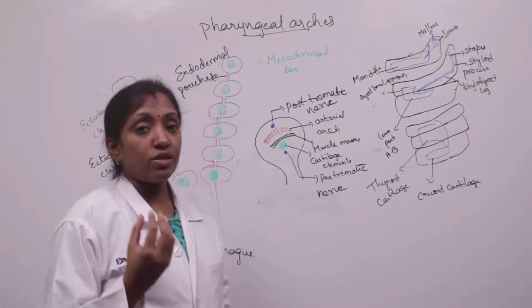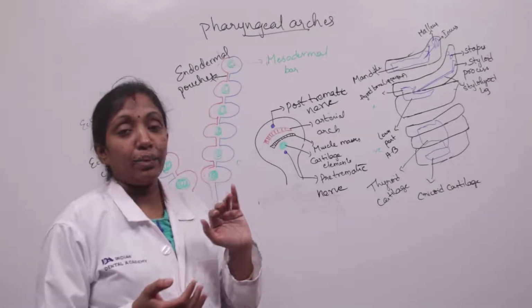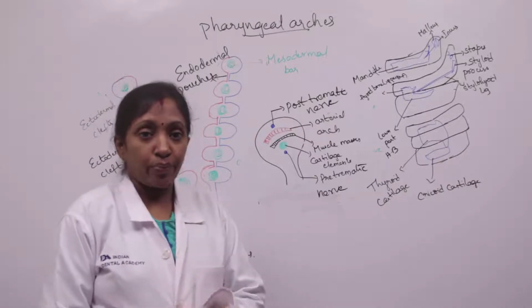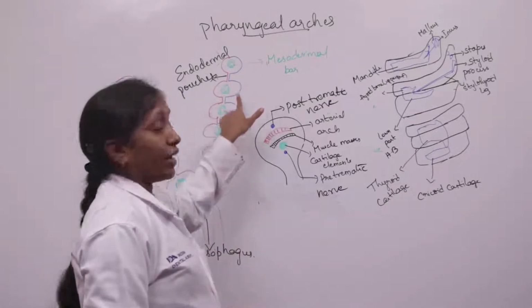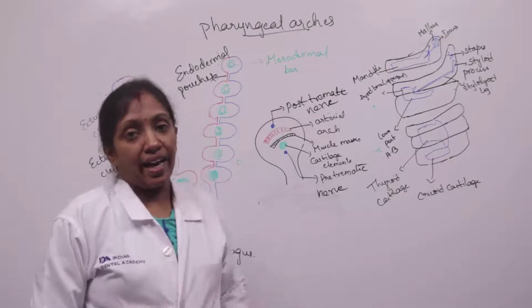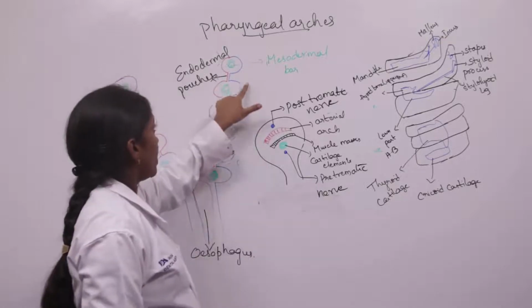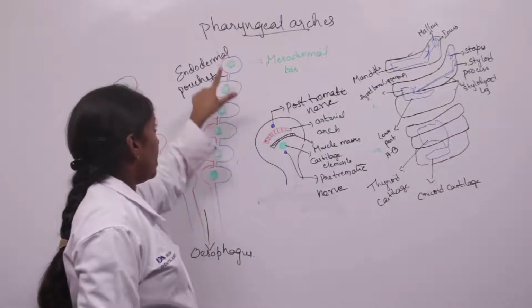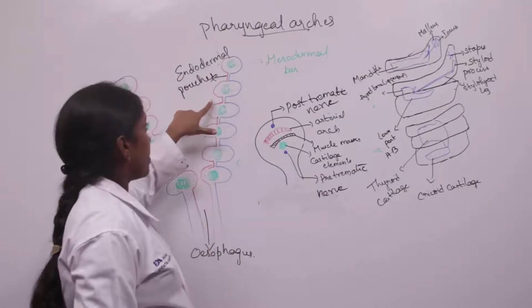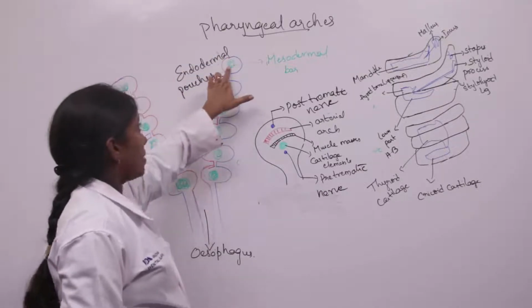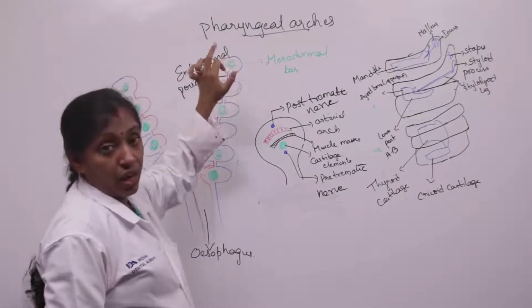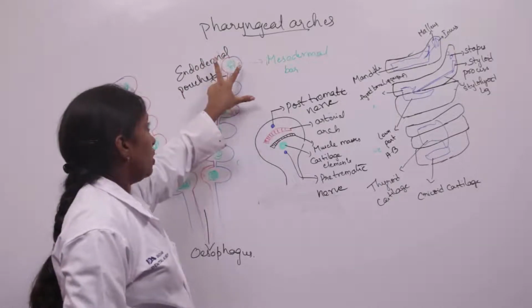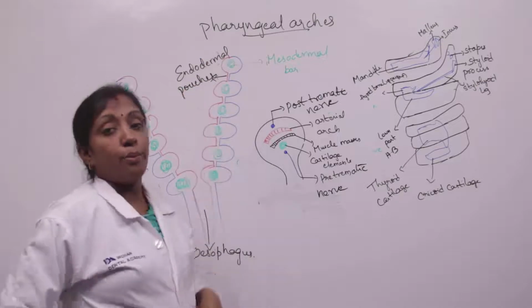These are the mesodermal arches. Pharyngeal arches are nothing but the mesodermal arches which are covered by ectoderm and lined by endoderm. The ectoderm I have represented with blue color, the endoderm with red color, and the mesodermal bars with green color. So these constitute the branchial apparatus.